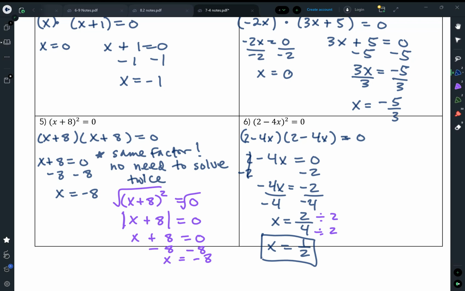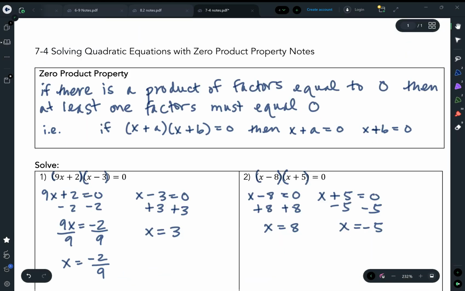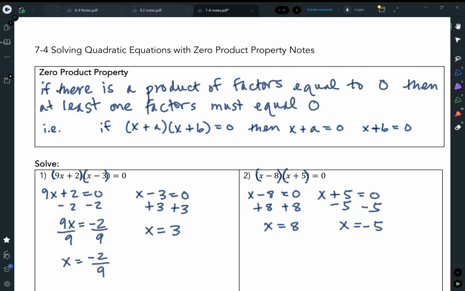So the main ideas today are just going back to the zero product property and revisiting that and making sure that we understand it. As always, if you have questions, please make sure that you ask.